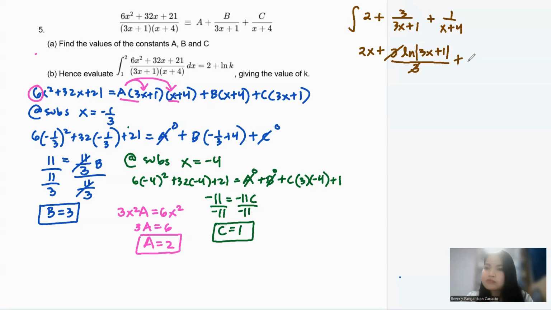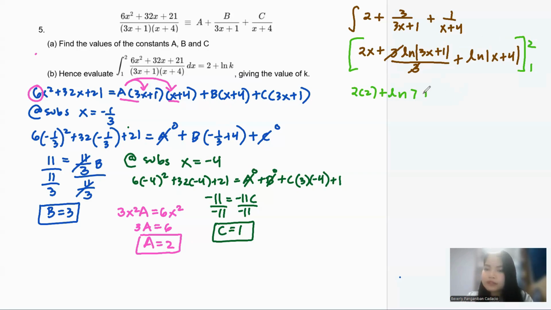And then the other one will just be ln x plus 4. Meaning to say, for this one, I need to put now the value of my lower limits and upper limits, which is 2 and 1. I'm just going to put it there, 2 and 1 here. So 2 times 2 plus ln, imagine putting it there. So it will become 3 times 2 plus 1, so it's going to be 7. And if it's a number already, you don't really need to put the absolute value there. And the other one will be ln 6 there.